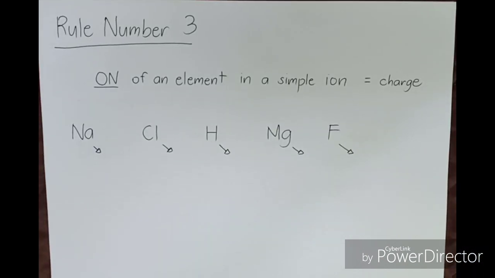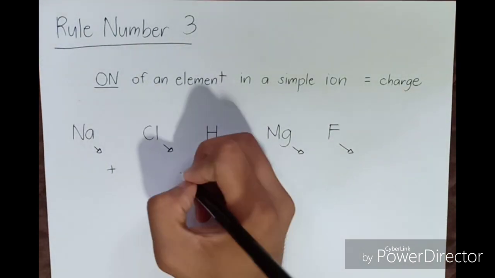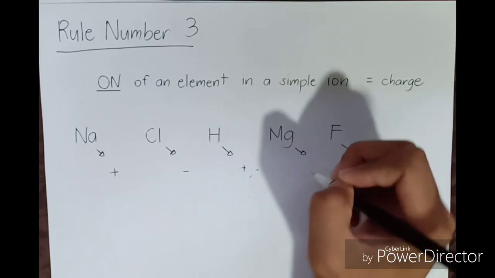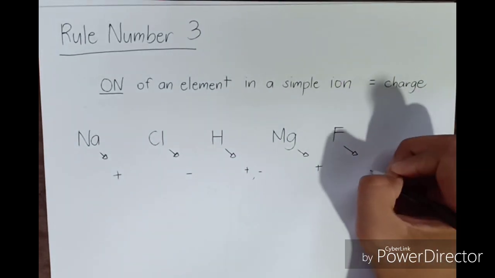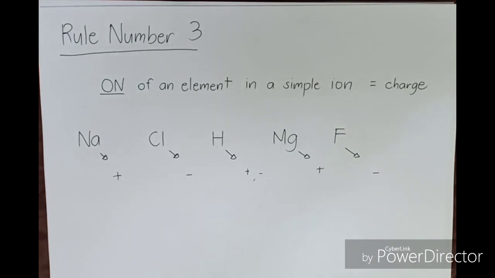Next, we have rule number 3. The oxidation state of an element in a simple ion is equal to the charge on the ion. Examples of these ions are sodium, chlorine, hydrogen, magnesium, and fluorine, which have these oxidation numbers since this is the charge of the ion.